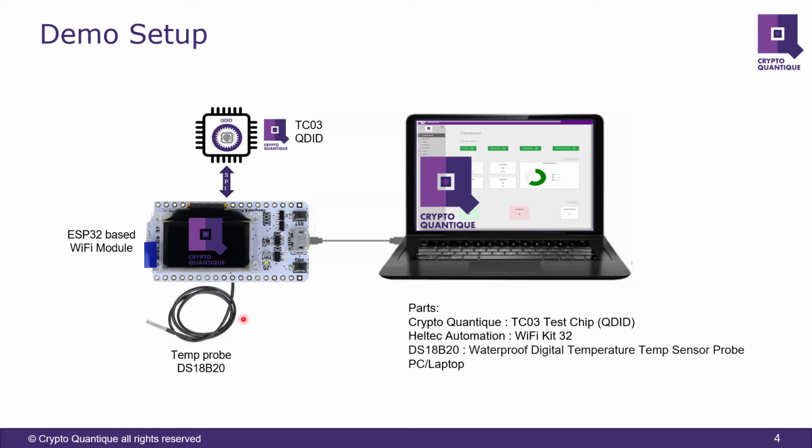I have a temperature probe that's connected to the Wi-Fi module. This is to allow me to send some data up to my AWS account once I've onboarded. The Wi-Fi module is connected to a laptop through a USB connection. This allows me to run a small application on the laptop to control the Wi-Fi module. Things like setting breakpoints and pausing the demonstration, because if I just ran the demonstration all in one go, you would hardly see anything. So down here you can see the actual parts that I'm using for the demo.